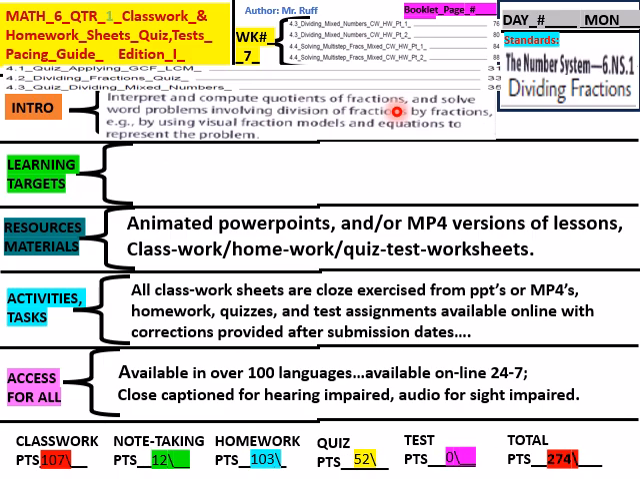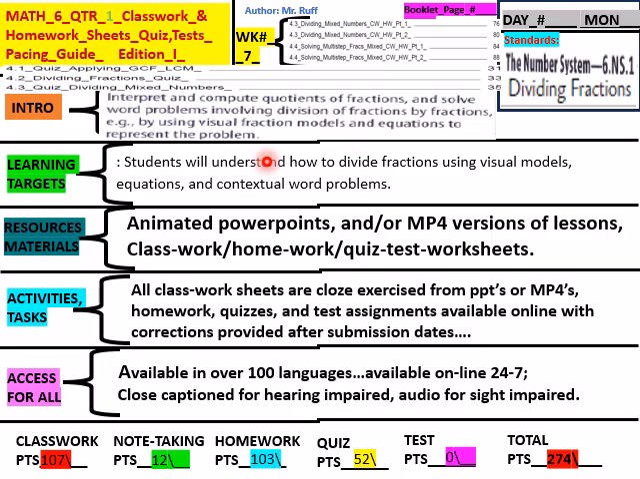And then our intro to this week is interpret and compute quotients of fractions and solve word problems involving division of fractions by fractions. For example, by using visual fraction models and equations to represent the problem. And then our learning targets, students will understand how to divide fractions using visual models, equations, and contextual word problems.